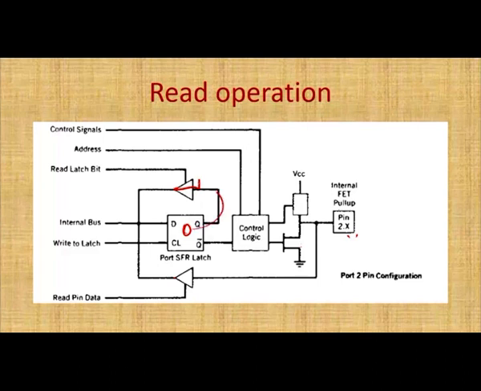So, for that the read latch pin is 1. So, automatically it makes the short circuit. So, the available data, if it is 0, that will come as output. Okay. So, this is a read operation, either from the latch you can read or from the external pin you can read it. Now, we will discuss how the write operation is performed in the port 2.